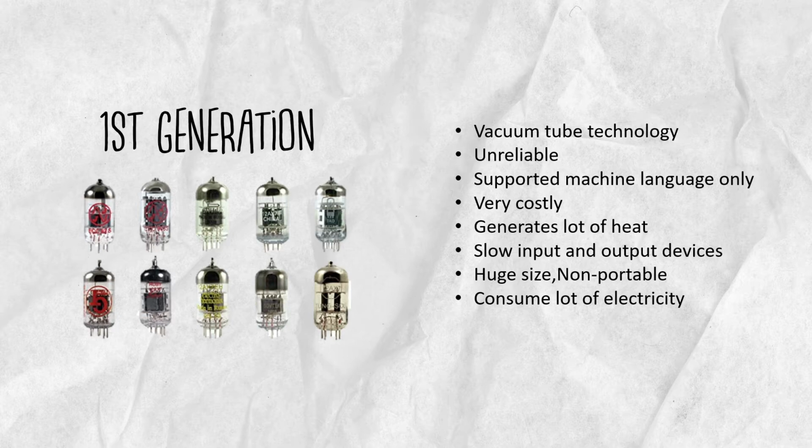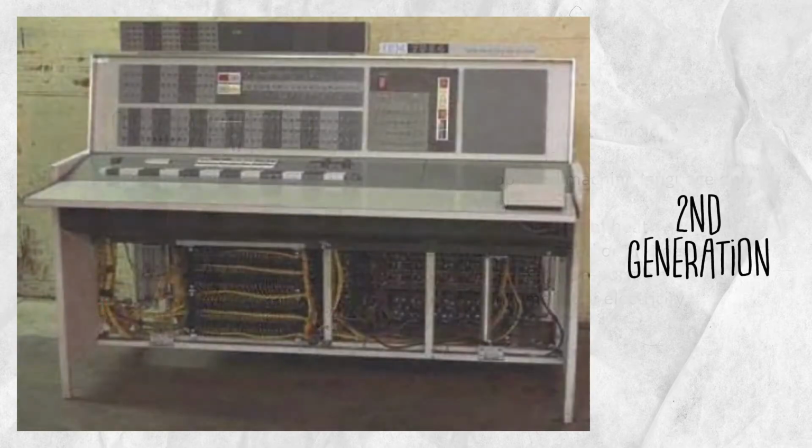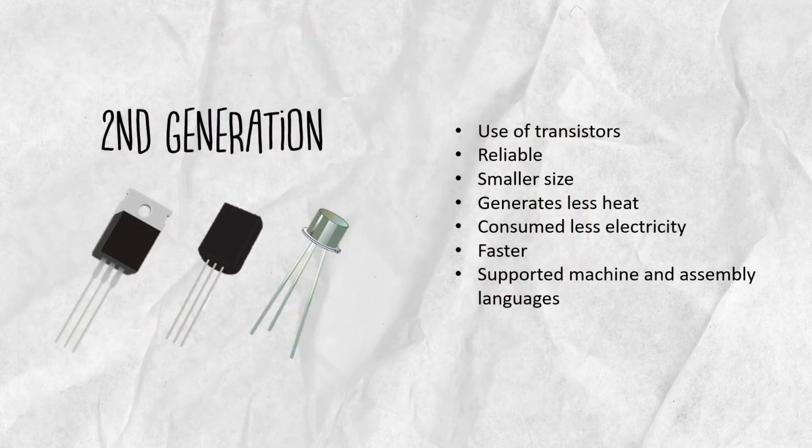So how does it compare to the second generation? It becomes a bit smaller, but is still big in size. So how does it evolve? It uses transistors replacing the vacuum tube. It is more reliable as it's not as fragile as the vacuum tube. It is smaller in size and generates less heat, which means it consumes less electricity. It is faster and supports machine and assembly language.